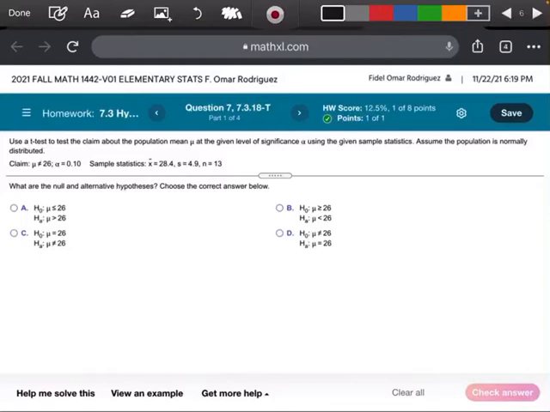All right, so y'all, this is number 7 out of 7.3, and it says use a t-test to test a claim about the population mean mu at the given level of significance, alpha, using the given sample statistics. Assume the population is normally distributed. Okay, so they have here that the claim is mu is not equal to 26, alpha is 0.10. The first part says, can we find both the null and the alternative hypothesis?